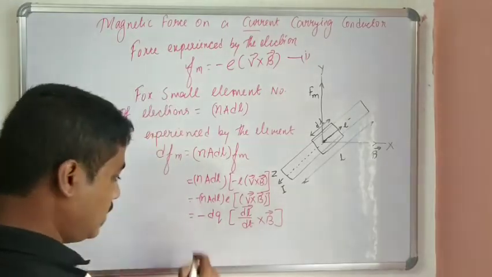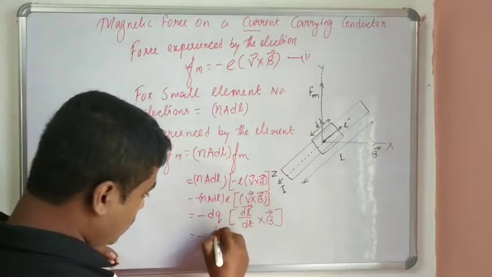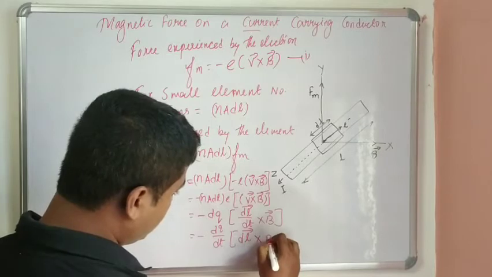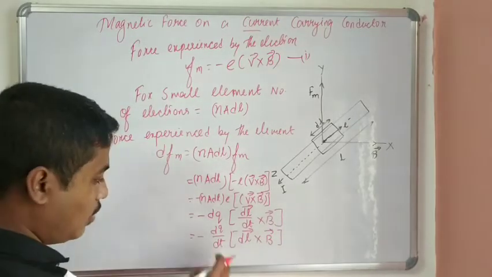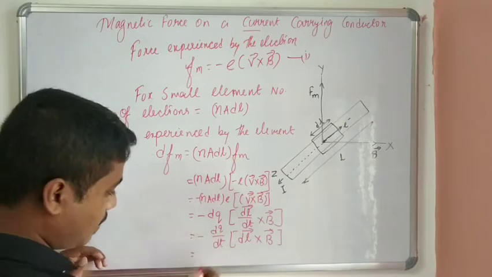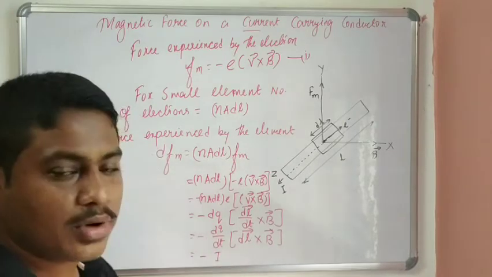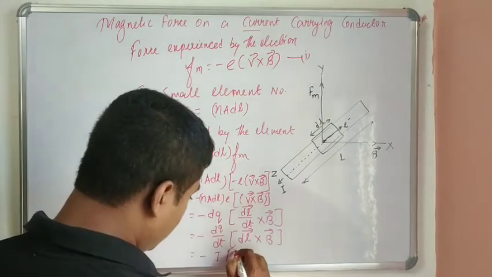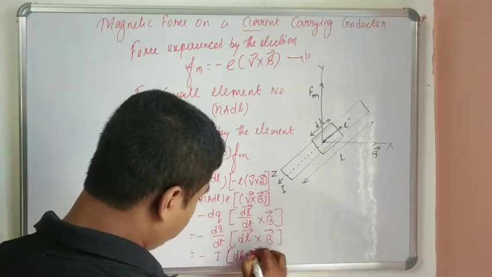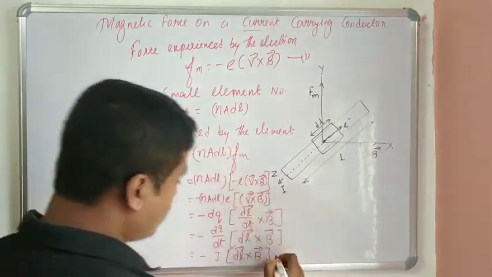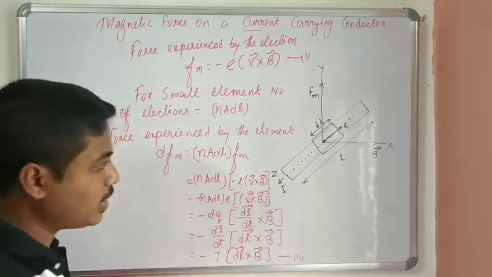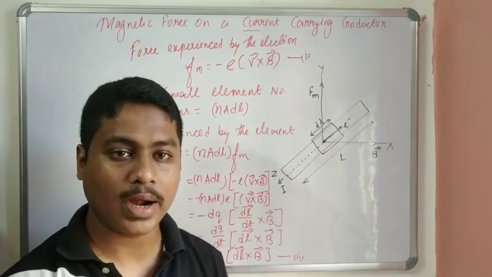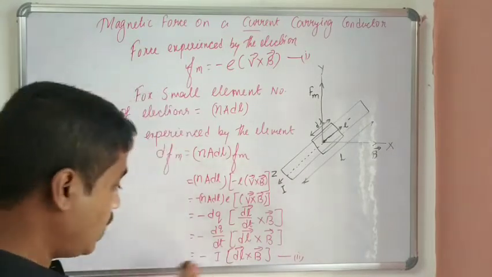Then I will put this dt outside, so it will be dq by dt, and in brackets dl cross B. Now what is dq by dt? dq by dt is nothing but current, because it is the rate of flow of charge. So this will be I, dl cross B. Now, this is equation number 2. This is the force experienced by only this small element, but we need it for the full wire. So for calculating for the full wire, I will be integrating over this term.